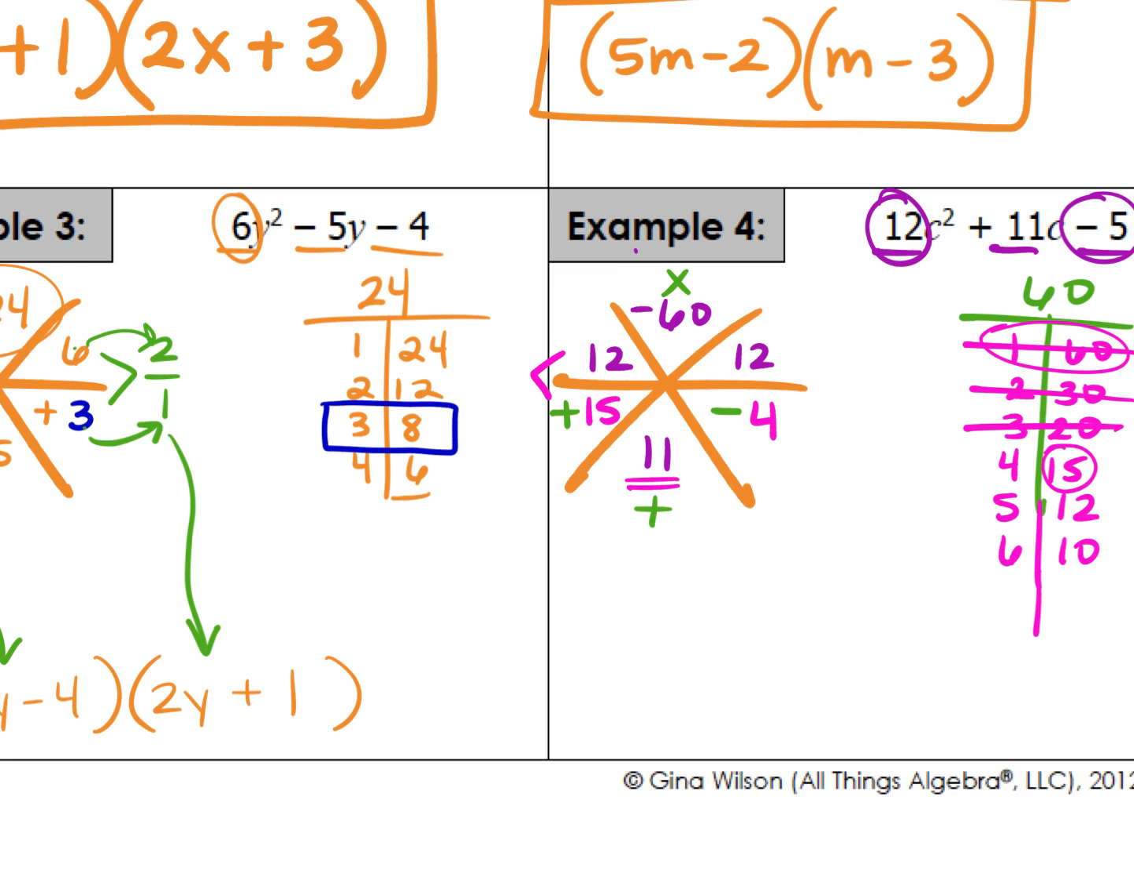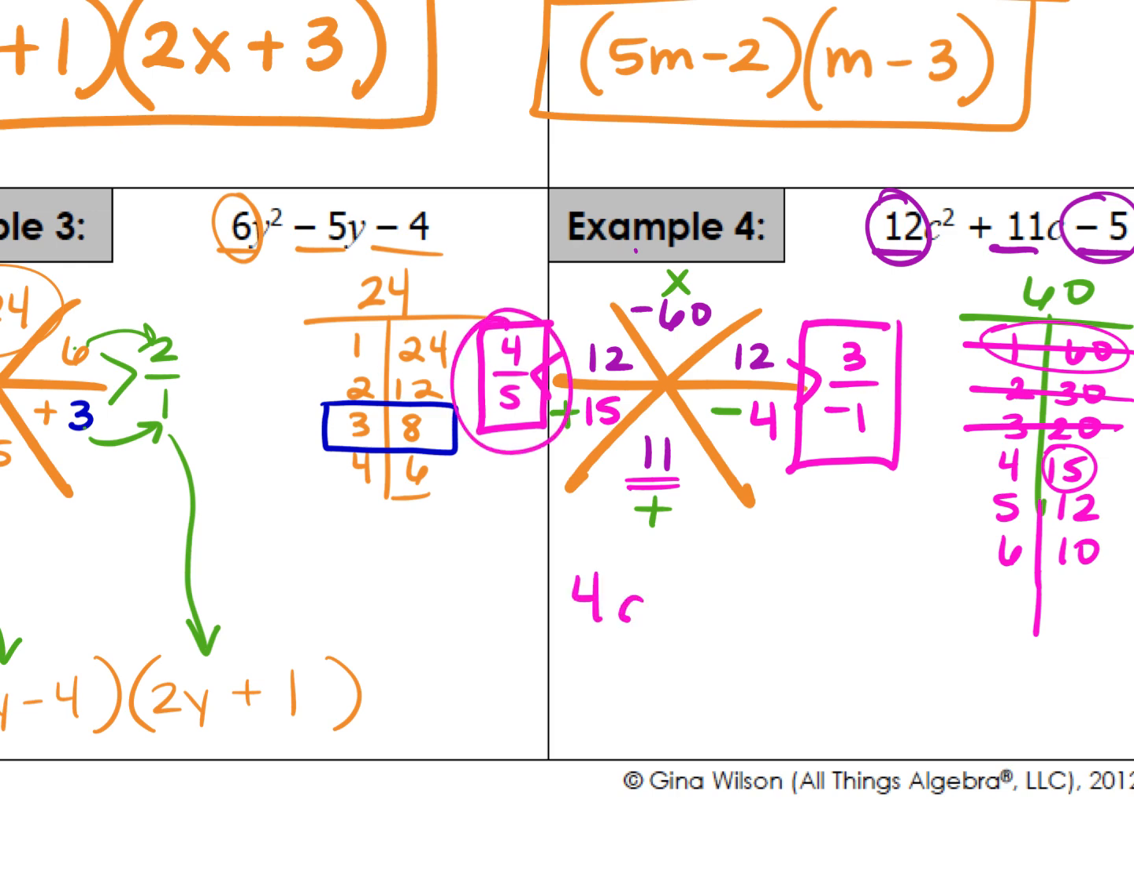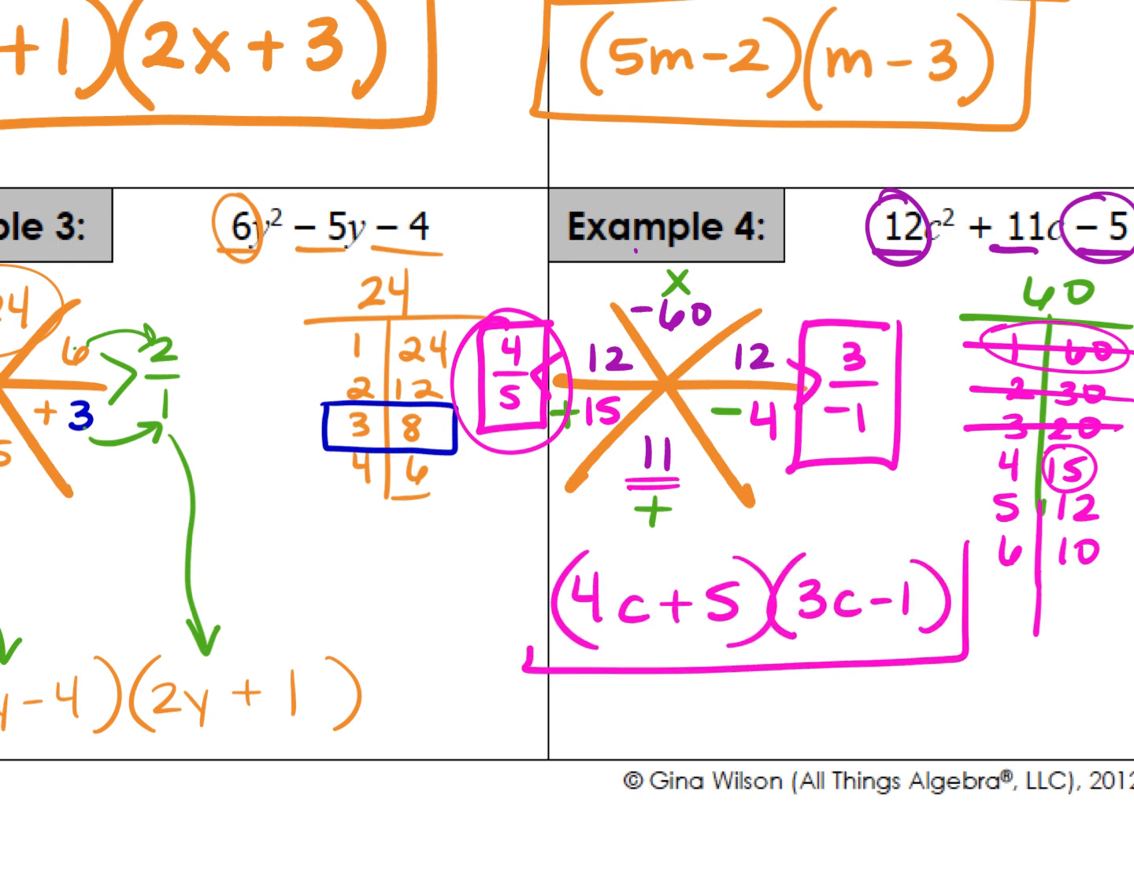12 over 15, both of those are divisible by what? 3. So if you divide by 3, you get 4 over 5. So that's the one we're going to use. 12 over negative 4, those are both divisible by 4. So 3 over negative 1. And you leave the negative where it's at. Don't move it up to the top. I know that's allowed in other math. It's not allowed in this. So you get 4c plus 5 and 3c minus 1.